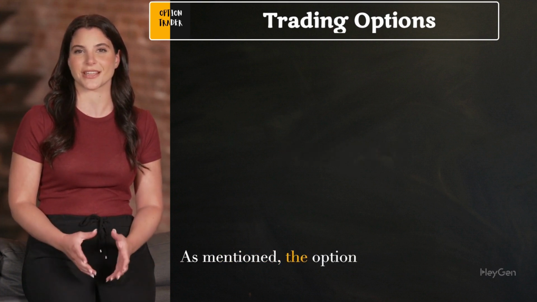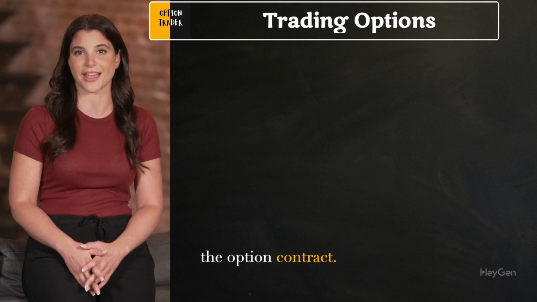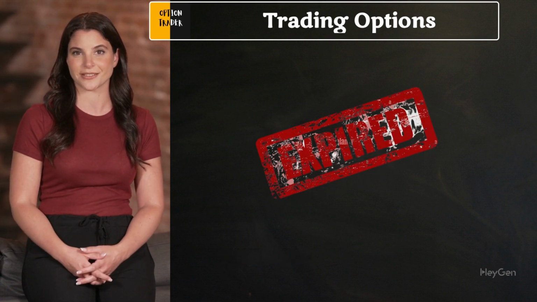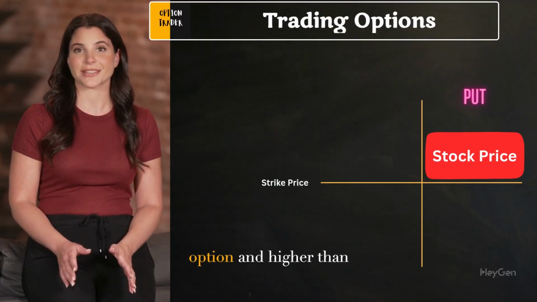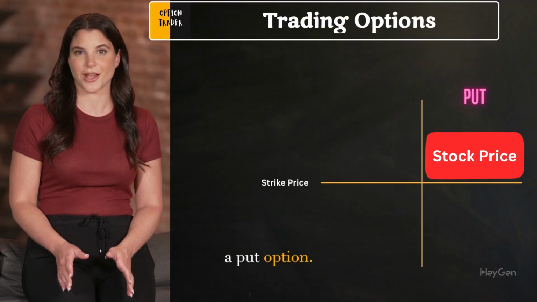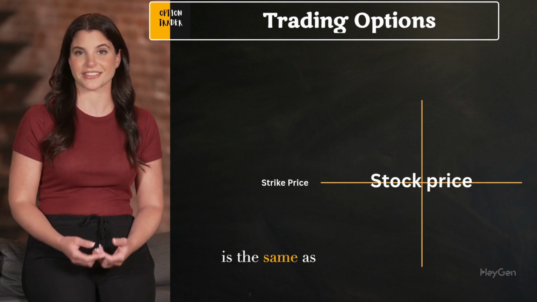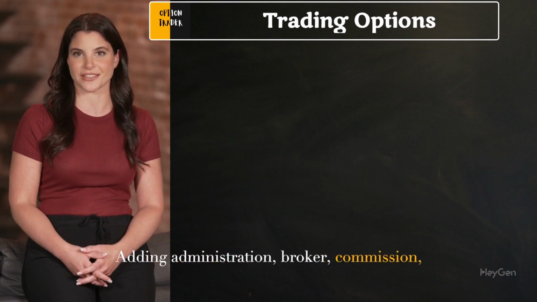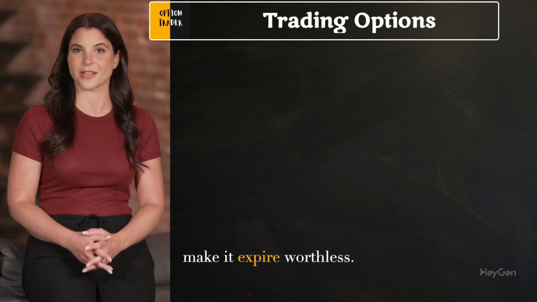As mentioned, the option holder has the right but not the obligation to act based on the option contract. If it does not benefit the holder, they will let the option expire. The option will be out of the money and worthless if the underlying asset's price is lower than the strike price in a call option and higher than the strike price in a put option. The option will be at the money when the underlying asset price is the same as the strike price. Adding administration, broker, commission, and other fees makes it less appealing to option holders and will make it expire worthless.